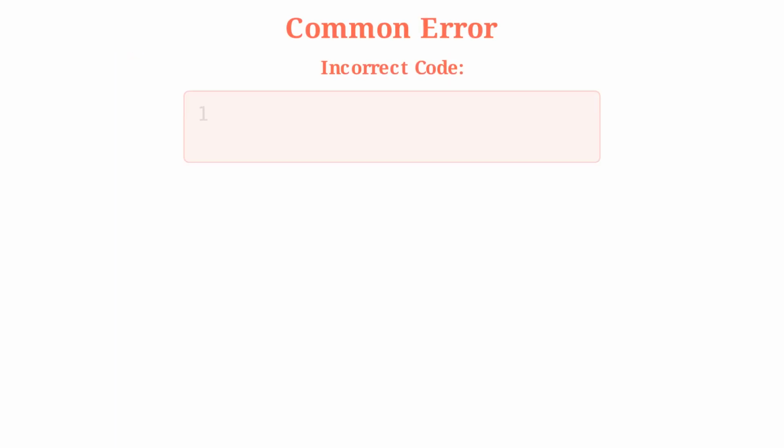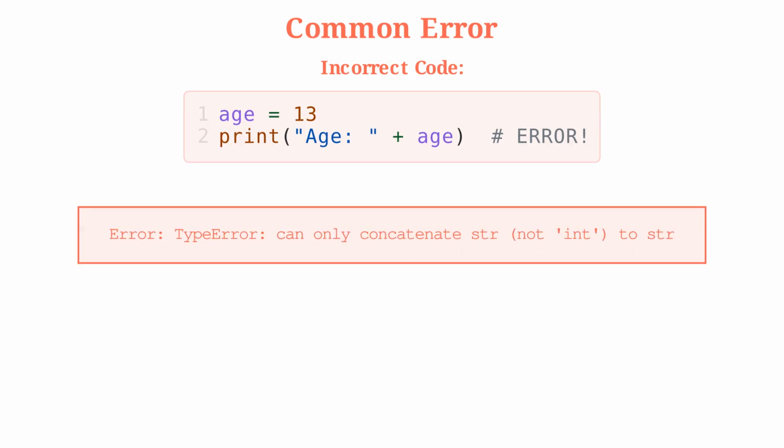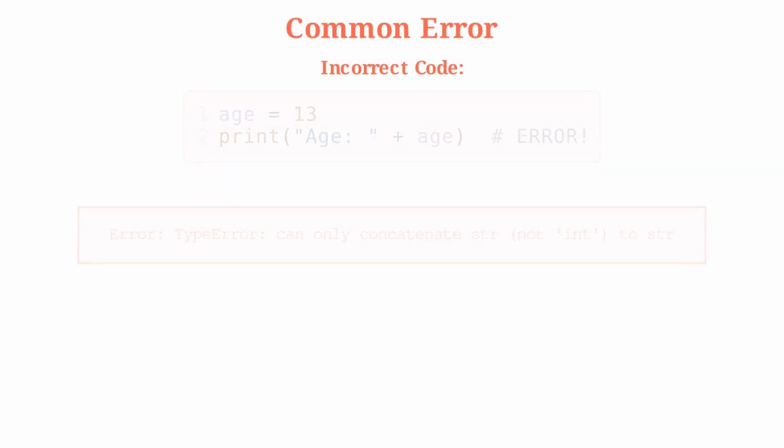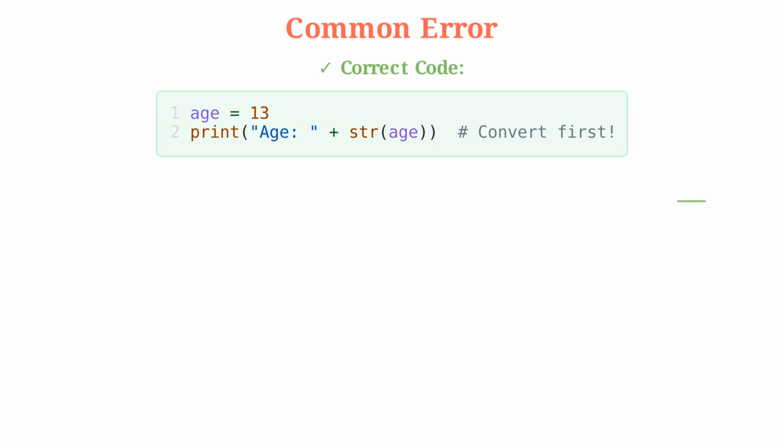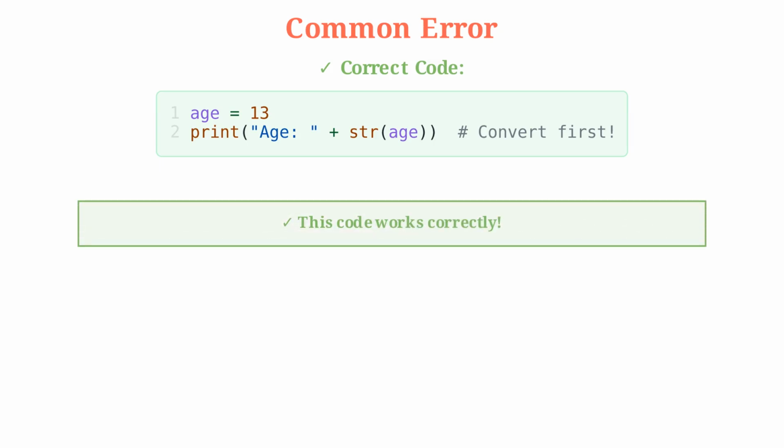Here's the error in action. Python can't add text and numbers together. It doesn't know if you want math or text joining. The fix is simple. Use str to convert the number to text first. Now, concatenation works perfectly.